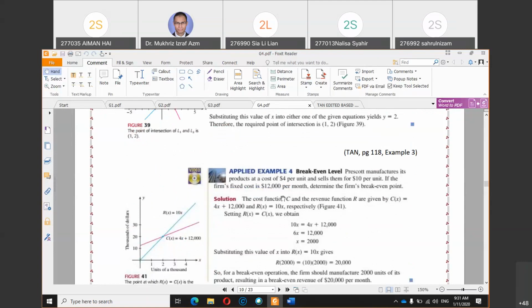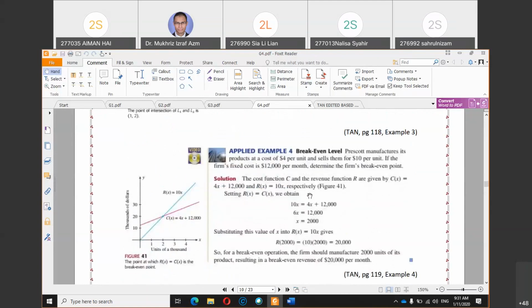Okay, can you explain what is break even to Aiman? Break even, what do you understand by this example, break even level? Similar difference. What does it mean in economics? The term break even. Anyone from your group? Anyone, Group 4?